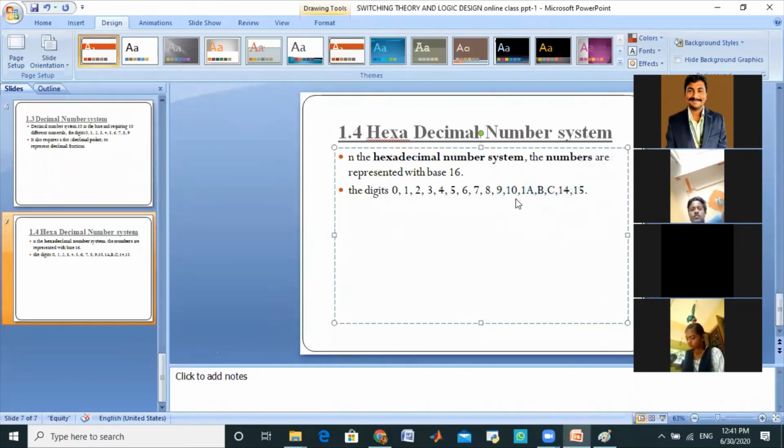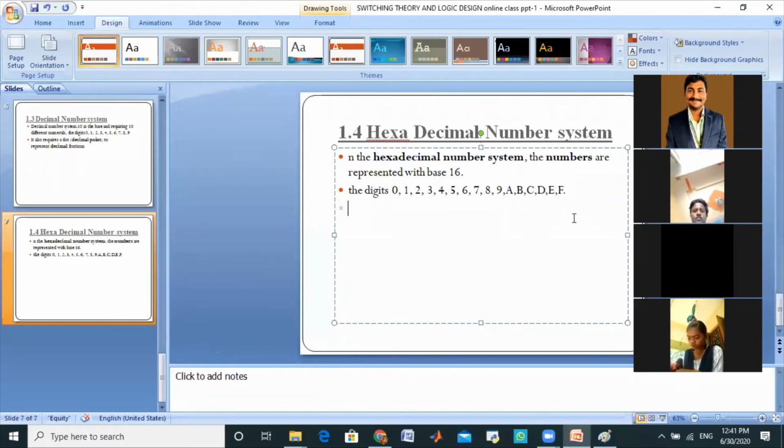Sorry, from 10 onwards, A, B, C, D, E, F. And remember this point, guys. In the hexadecimal number system, the base is 16.